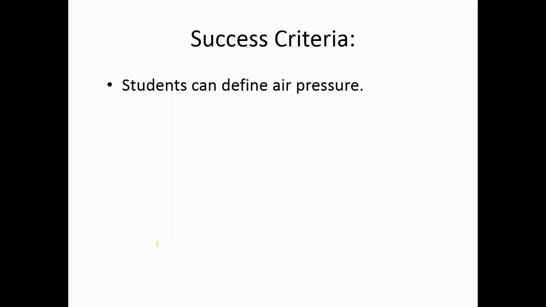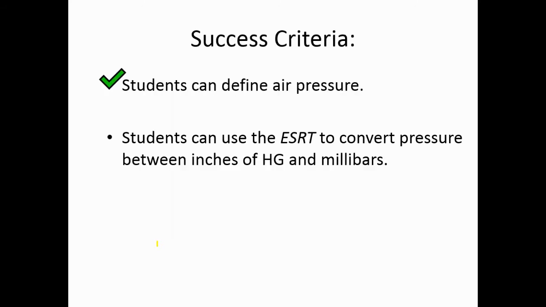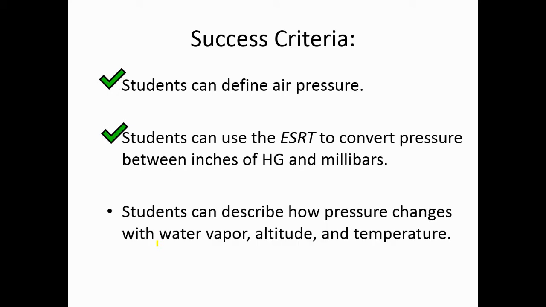So our success criteria: you can define air pressure. You can use a reference table, I believe page 13, to convert pressure between inches of mercury and millibars. And we're going to describe how pressure changes with water vapor, altitude, and temperature. So you're definitely going to need your reference table for this lesson and any other assignments that go along with this, so make sure you have it.